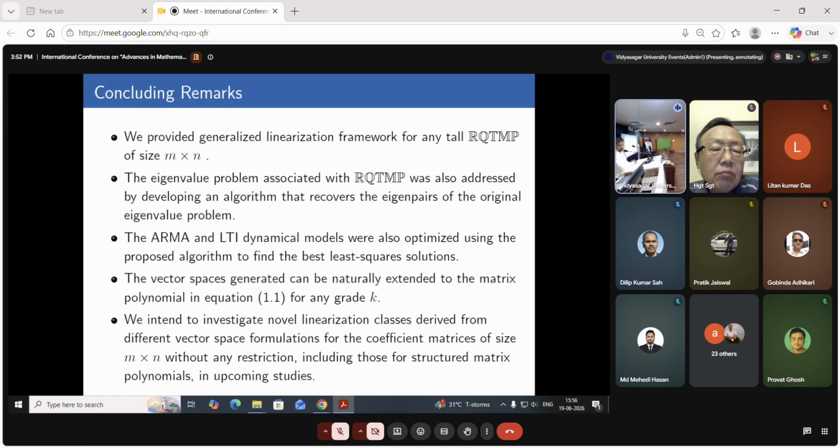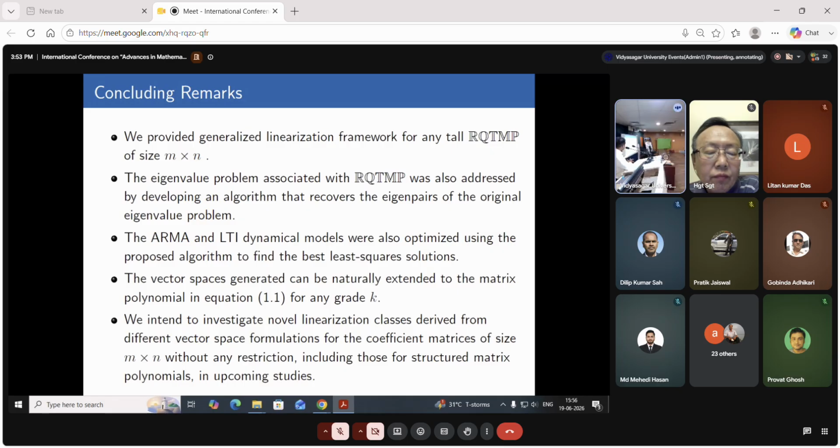We provided a generalized linearization framework for the rectangular two-parameter eigenvalue problem of the size m by n, and we have considered it a tall matrix. That means m greater than n, giving us the restriction m greater than n. Therefore, there's an open question to find this linearization class for any arbitrary matrices of size m by n.